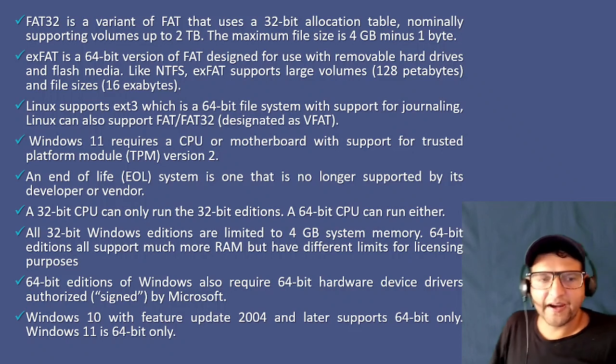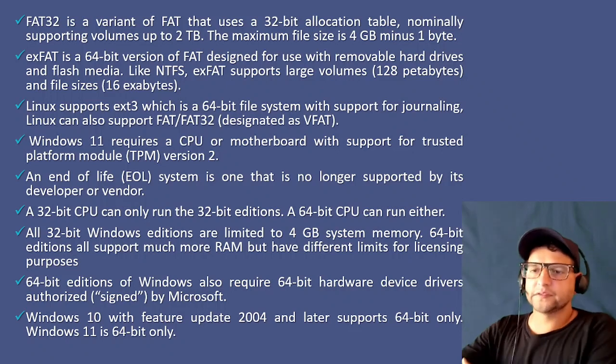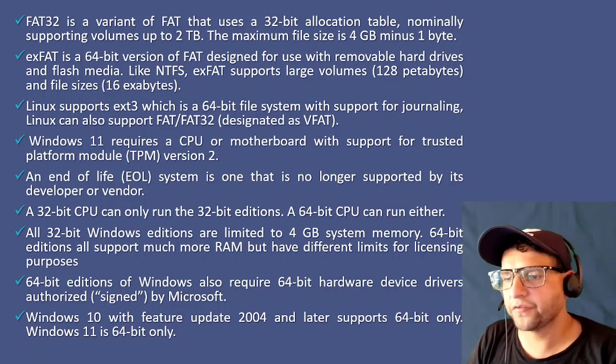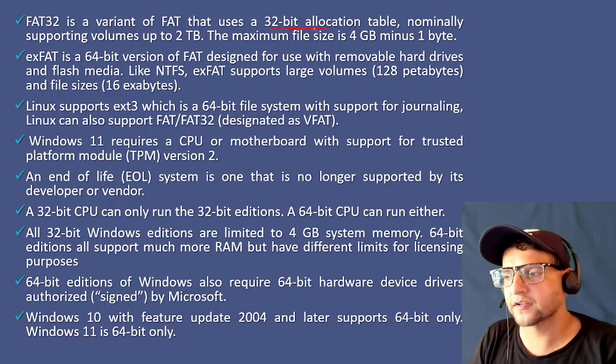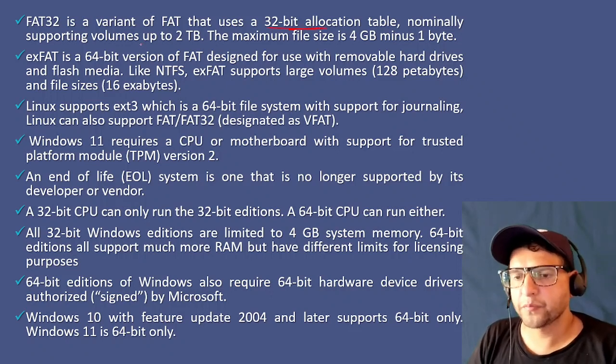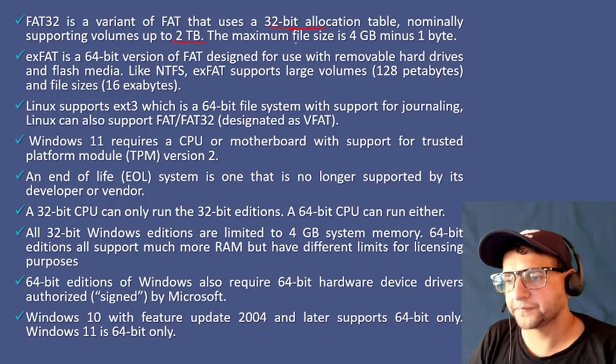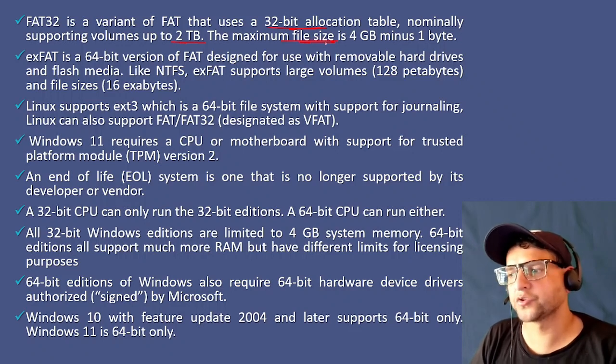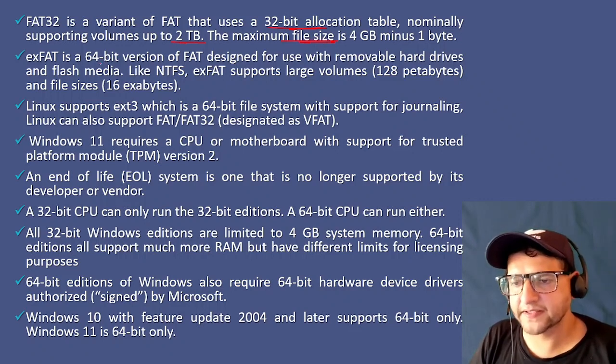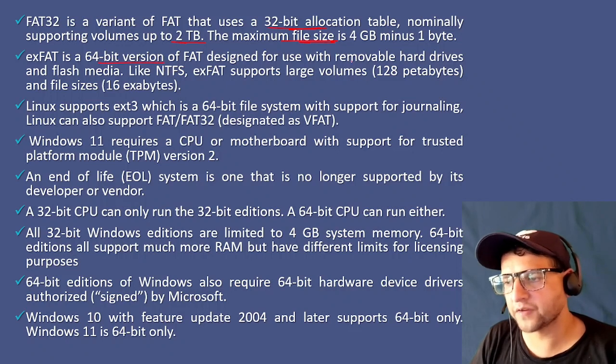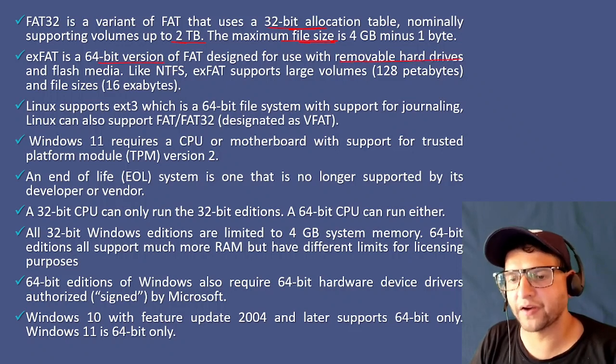Alright guys, so FAT32 is a variant of FAT that uses a 32-bit allocation table. It normally supports volumes of up to 2 TB. Maximum file size is 4 GB minus 1. exFAT is a 64-bit version of FAT which is designed for use with removable hard drives and flash media.